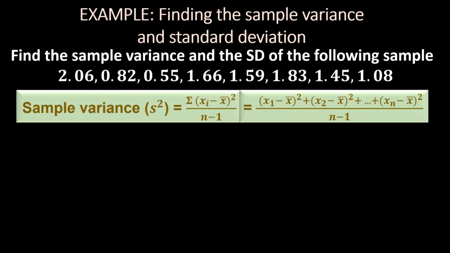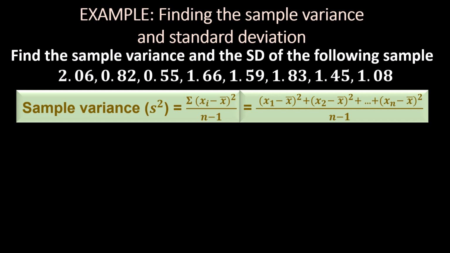That is, the notation is s to the power 2. So s to the power 2 equals the summation, i goes from 1 to n, of (xi minus x bar) to the power 2, divided by n minus 1. Or you can write it in another form, that is the expansion of the summation: (x1 minus x bar) to the power 2 plus (x2 minus x bar) to the power 2, up to (xn minus x bar) to the power 2, divided by n minus 1. n is the number of observations, here 8.